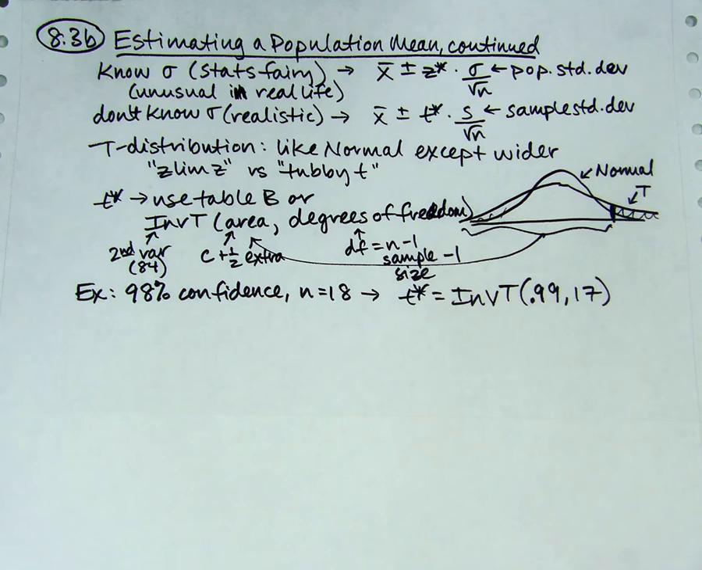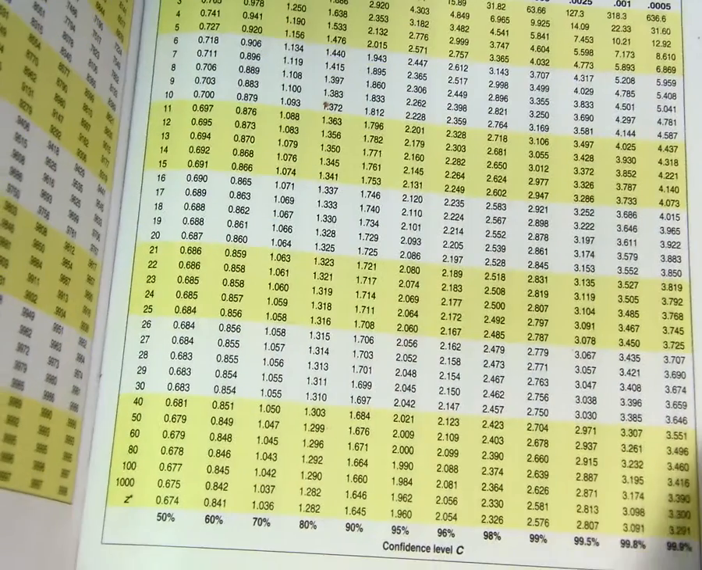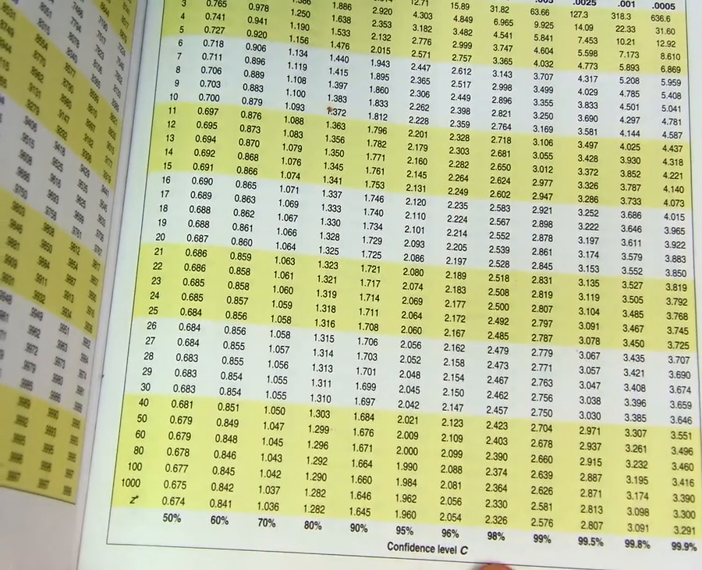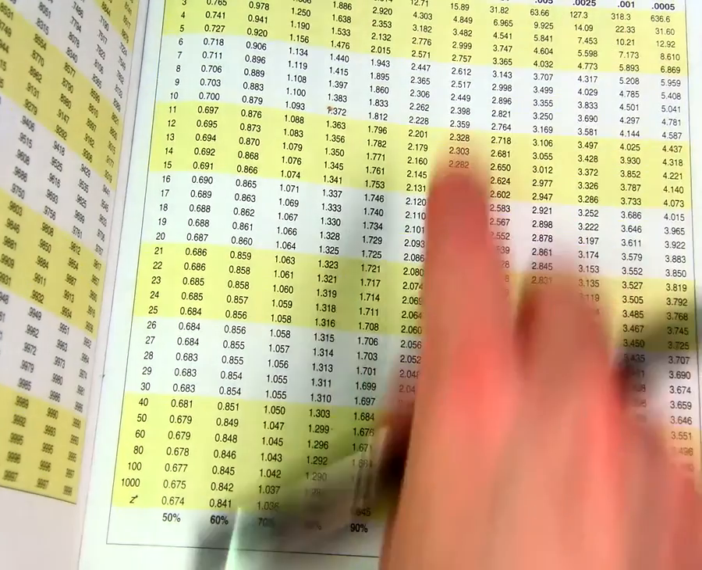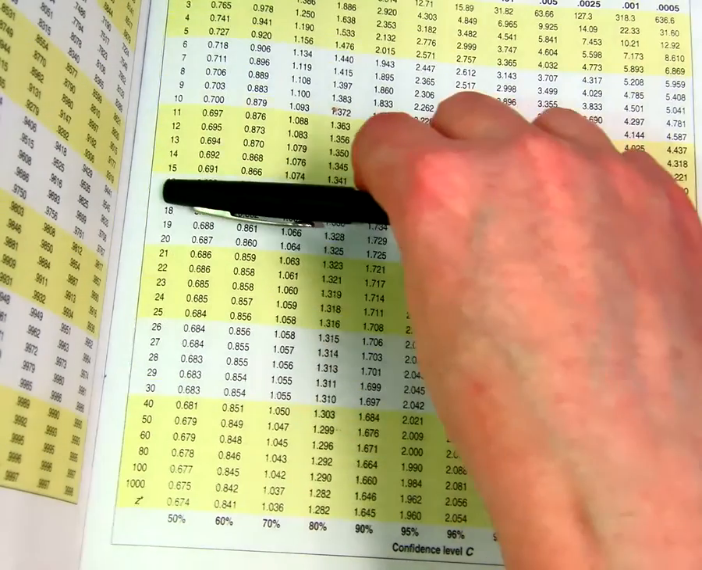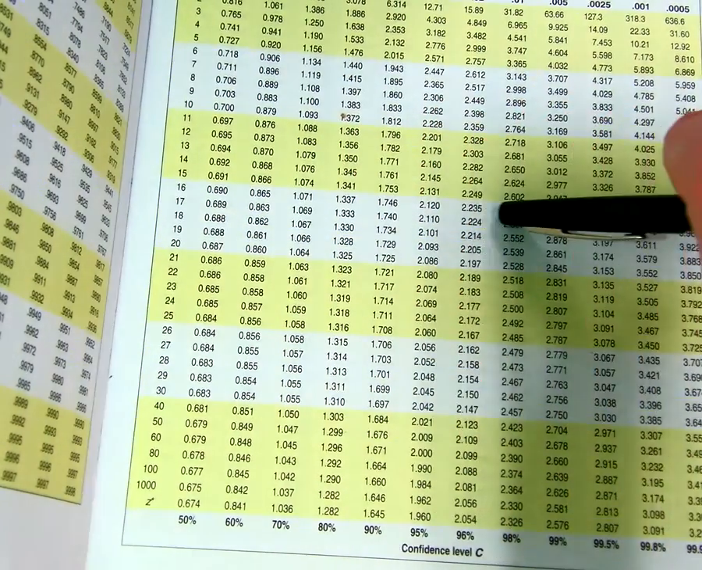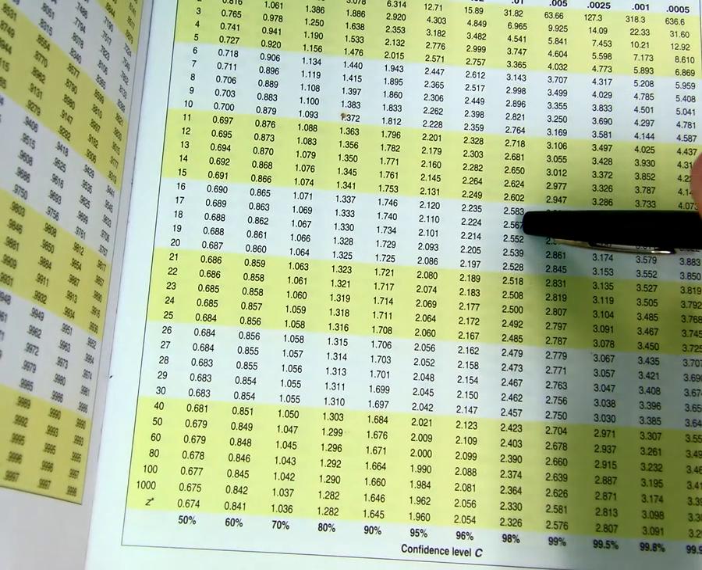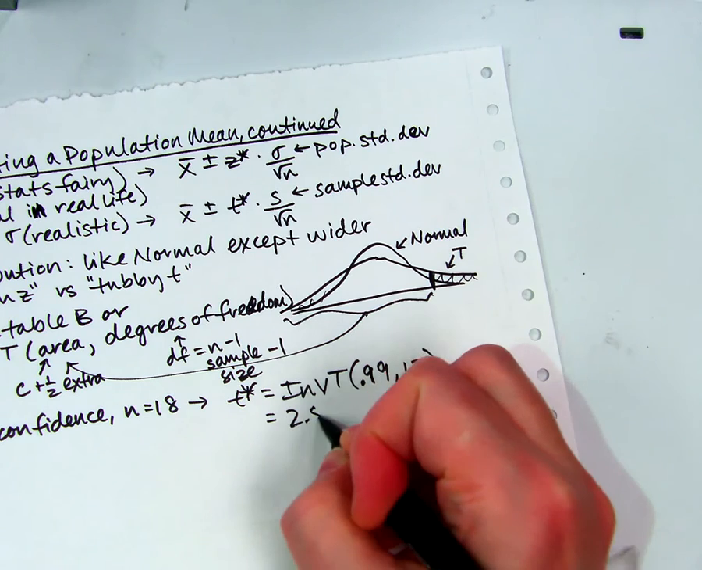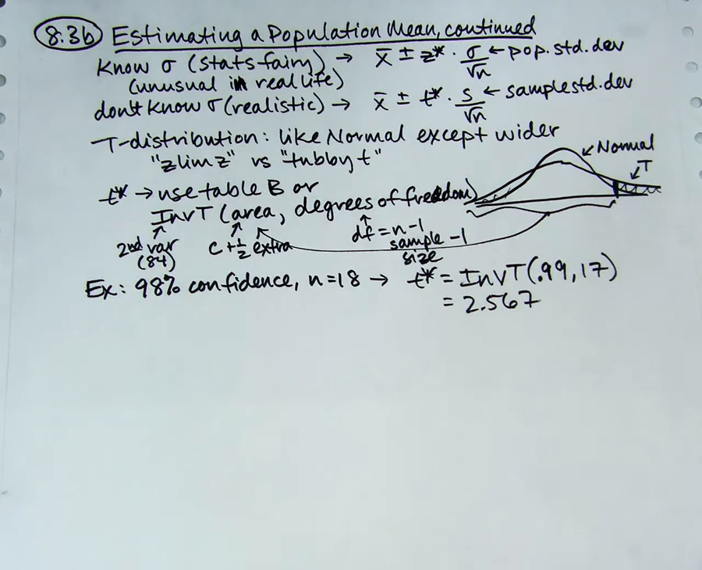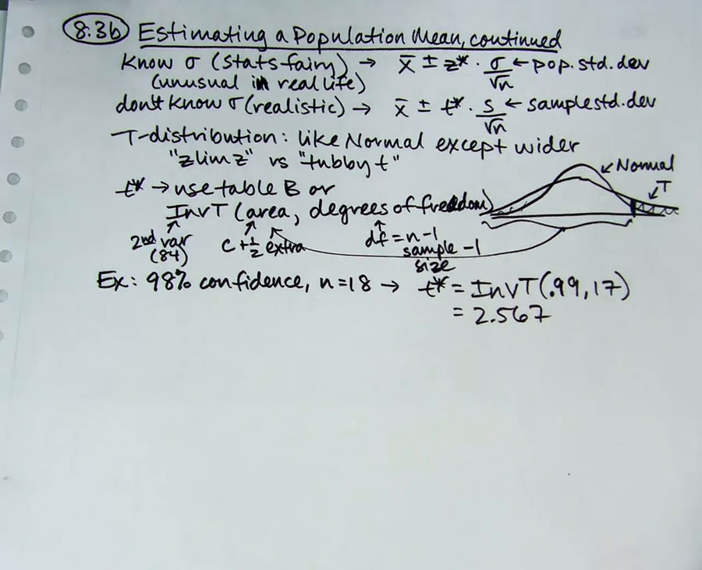Or I could look it up on table B, and I'll show you that one more time also. Remember, table B has the confidence levels at the bottom, so I find that easiest to look for the 98% down here instead of trying to deal with that top row. And then I'm going to look at the 17 row, and over to the column that has 98%, I got 2.567. Oh, and I just dropped some stuff, sorry. 2.567.